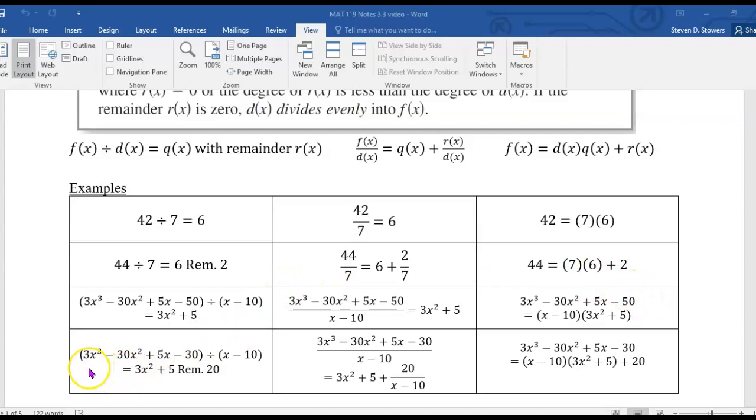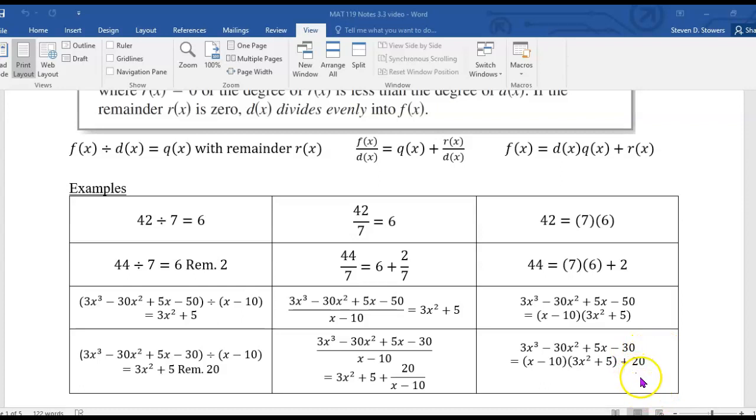And if I said, what's 3x cubed minus 30x squared plus 5x minus 30 divided by x minus 10, it's 3x squared plus 5, but with a remainder of 20. That is, you'd have to take x minus 10 times 3x squared plus 5, and then add on 20 to end up with 3x cubed minus 30x squared plus 5x minus 30.